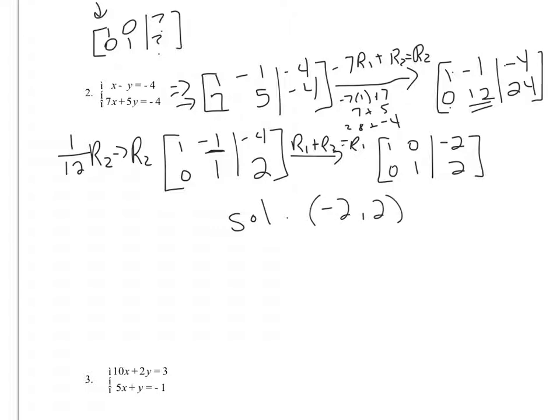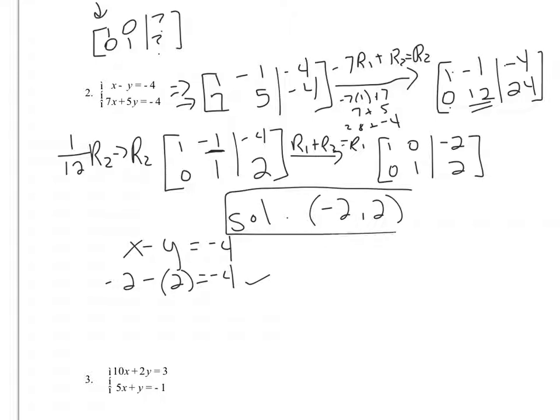And again, if you want to check this, and that's always a good idea, pick one of your original equations. I'll take x minus y equals -4, and I want to plug in -2 for x, +2 for y. Check and be sure that this really is true. -2 minus 2 is a -4. So my solution checks.